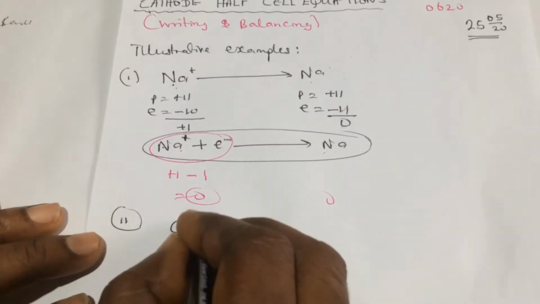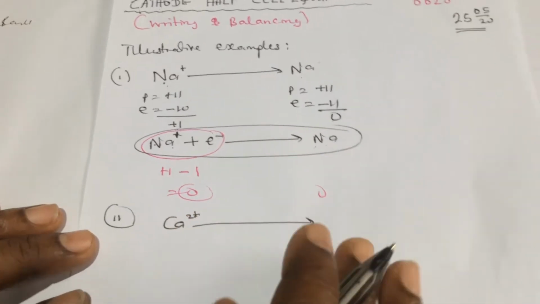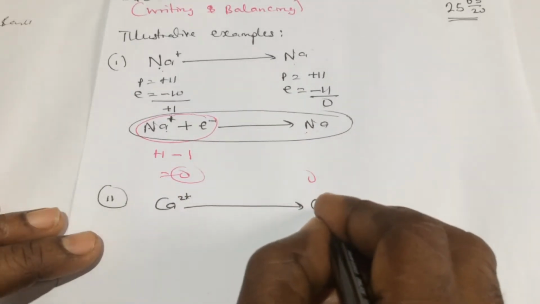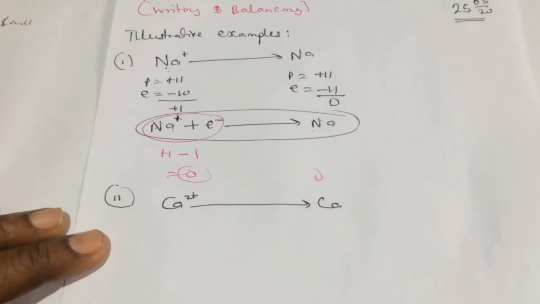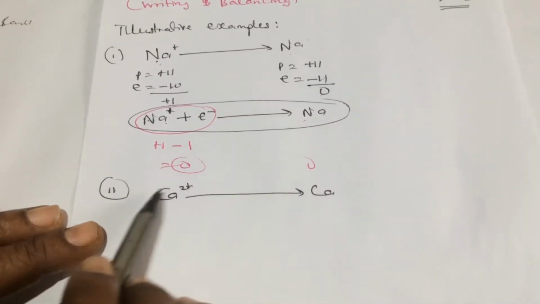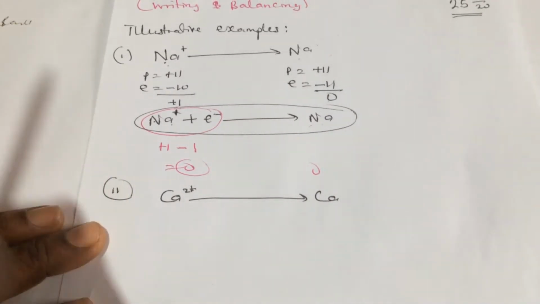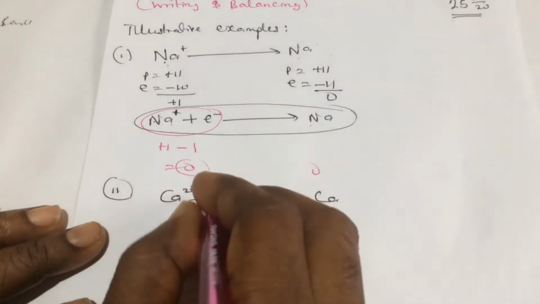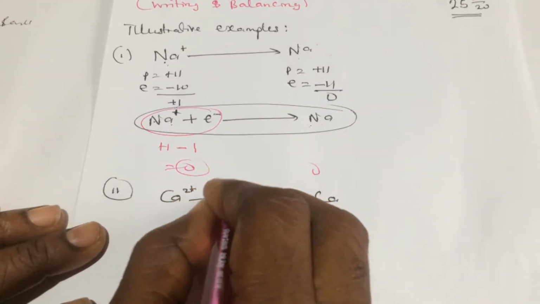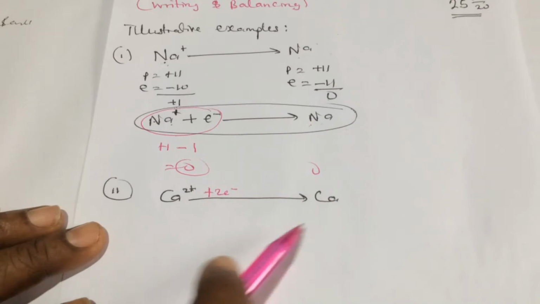Calcium ion is a cation, so it will be attracted to the cathode, and definitely produce calcium. Now the number of atoms is the same, so it just needs electrons. This one needs to gain 2 electrons, right? And that will give you this.